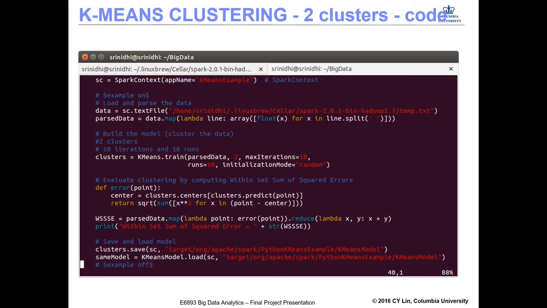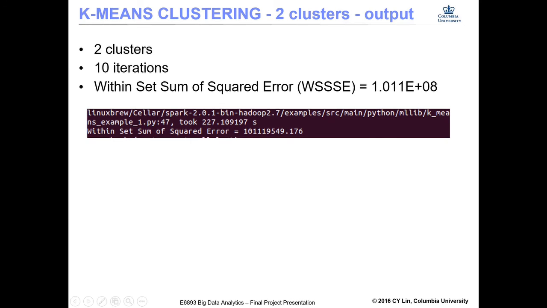Initially, the model was trained to create 2 clusters over a maximum of 10 iterations, as given here. This k value gives the number of clusters. So the data is loaded, parsed, and then these are the clusters created after training, and then you find the error, which is called the within set sum of squared error. So we have 2 clusters, 10 iterations, and we find that the WSSSE is 1.01 billion. It's extremely huge.